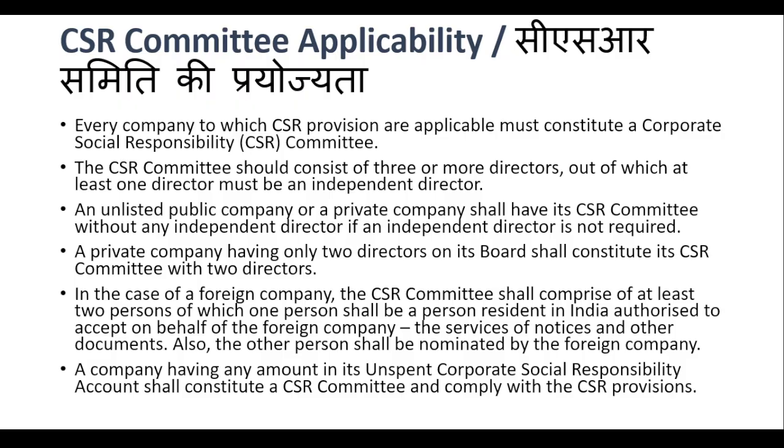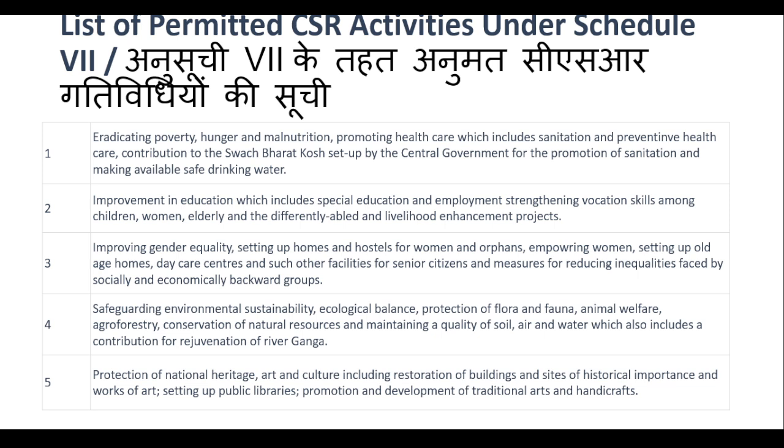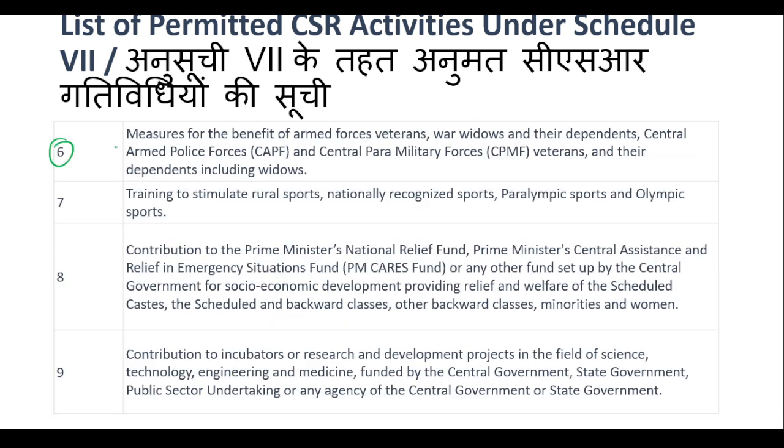CSR committee applicability, this you can read by yourself. This is not that much important. Next one is list of the activities that a particular company must undertake in regard to CSR. So these are the activities. First one is eradicating poverty, hunger, malnutrition, etc. Second one is improvement in education. Third one is improving gender equality, setting up homes, hostels for women and orphans. Fourth one is safeguarding environmental sustainability, ecological balance, protection of flora and fauna. Fifth one is protection of national heritage, art and culture, etc. Sixth one is measures for the benefit of armed forces, veterans, war widows and their dependents, central armed forces, central paramilitary forces, etc. Seventh is training to stimulate rural sports, nationally recognized sports, Paralympic sports, Olympic sports, etc.